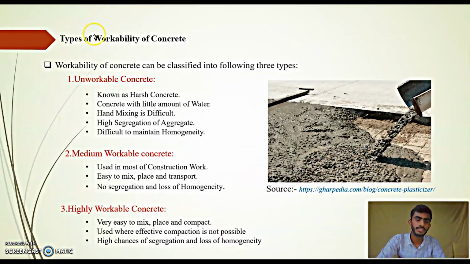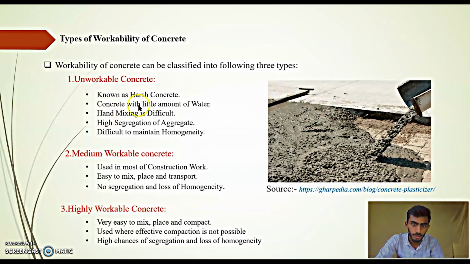Here are some types of workability of concrete. Workability of concrete can be divided into three types. First is unworkable concrete, then medium workable, and highly workable. In unworkable concrete, the concrete is also called harsh concrete, in which the water cement ratio is low and the water content is minimum.